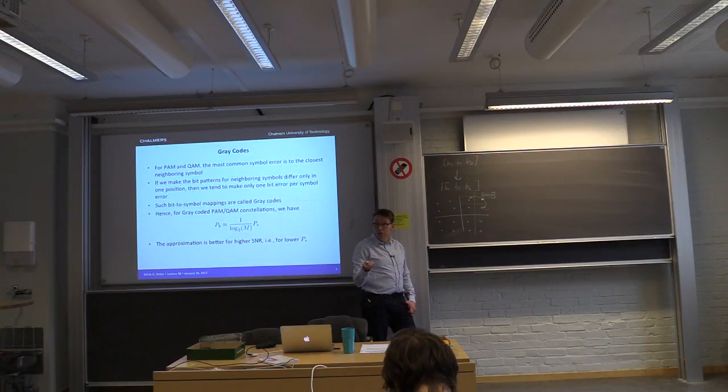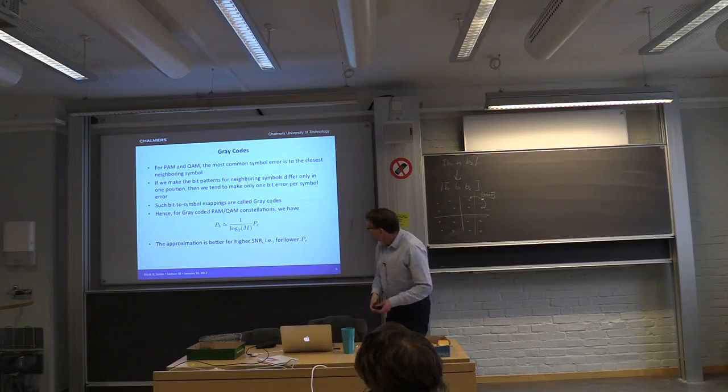So neighbors only differ in 1 bit position. They have to differ, right? Because they can't be the same label. But the minimum amount then will be to differ in just 1 bit. Okay, so that's gray codes.